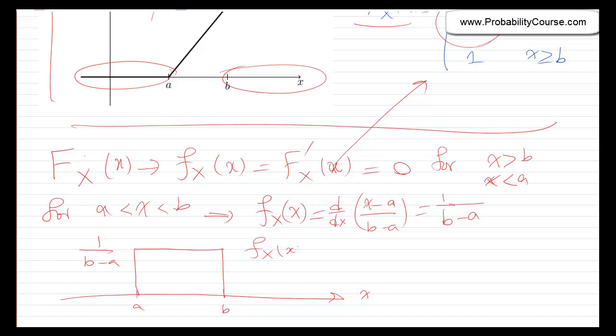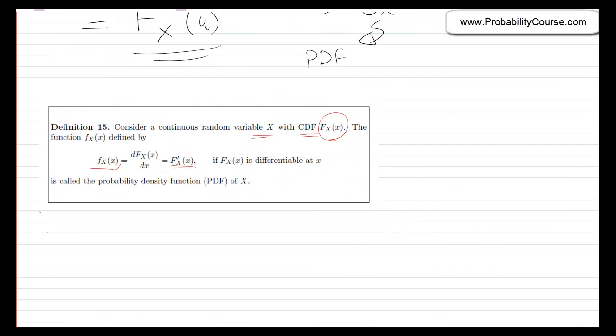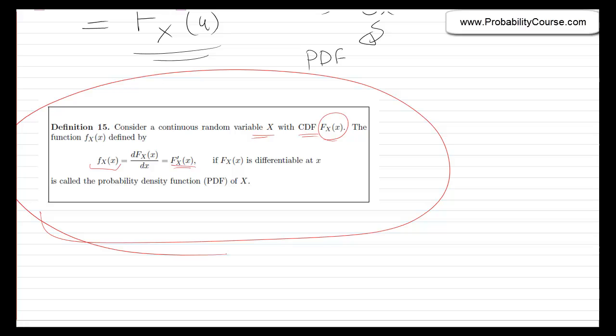So this is the PDF of my random variable x here. And it's kind of what we expect, right? If you think about it, we chose the random variable uniformly from a to b, so the PDF is constant from a to b. And it's going to be 0 outside of this interval, because this is the range of my random variable, a to b. Okay, so that's just an example of a PDF. And as we said, this is our definition of the PDF: it's just the derivative of the cumulative distribution function.